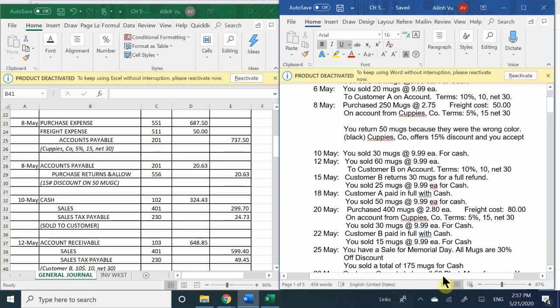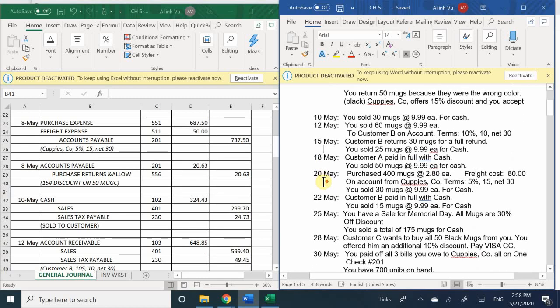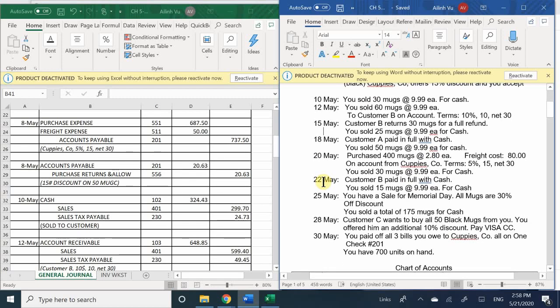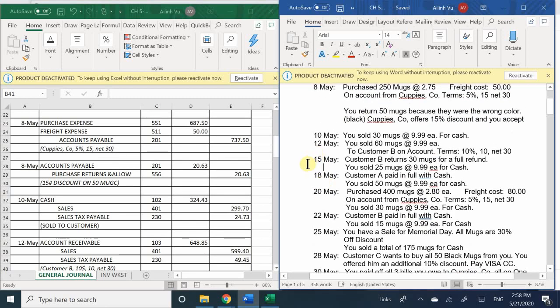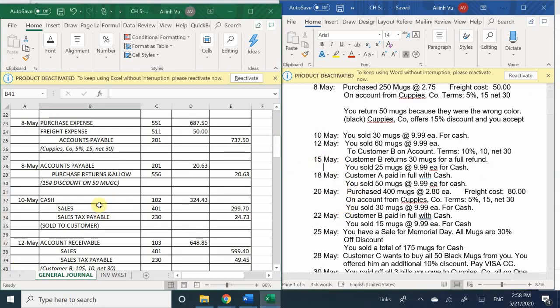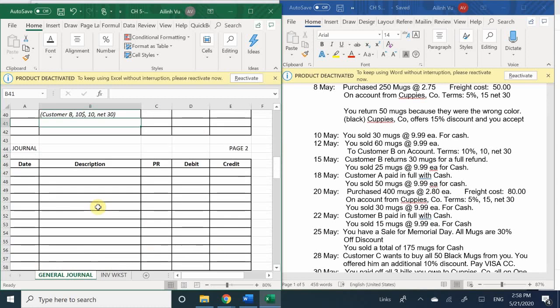All right, let's go ahead and continue exactly where we left off. We left off on the 15th of May. Is that correct? Was it the 12th of May? We finished the 12th of May, but we left off on the 15th of May. Okay, so with that, let's determine what is the next journal entry.